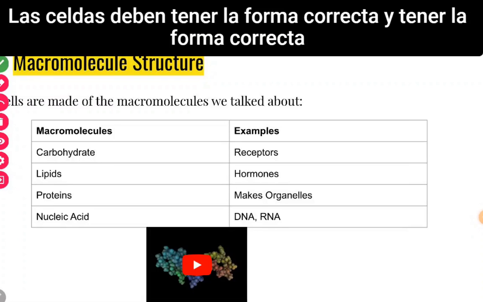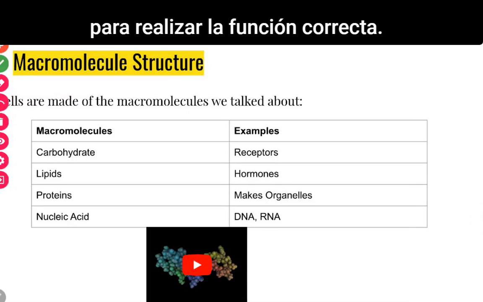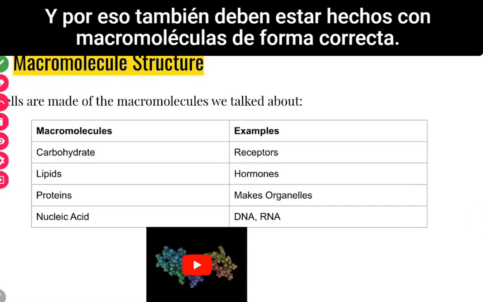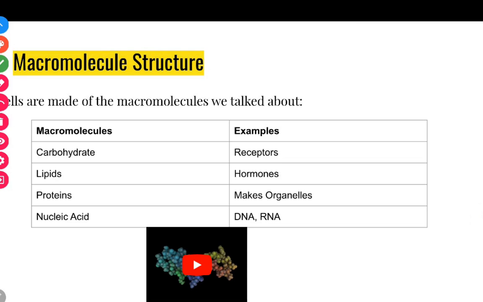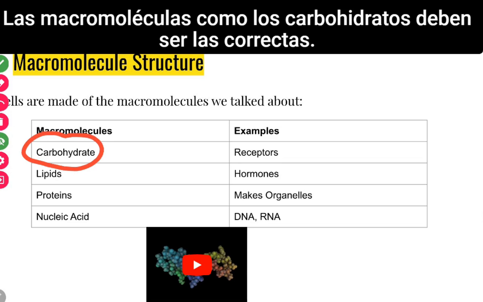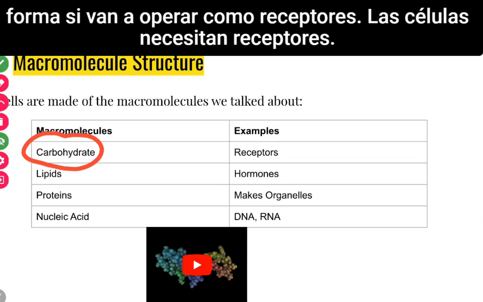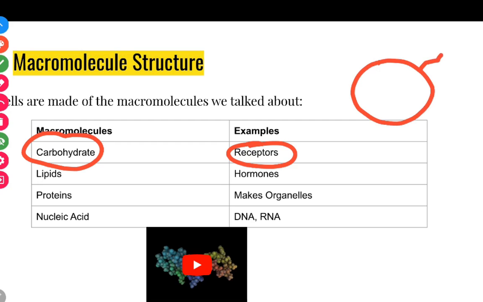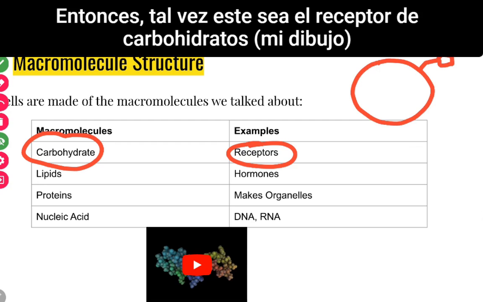Cells need to be the correct shape and have the correct form to perform the correct function. And so they must also be made with correctly shaped macromolecules. Macromolecules, like carbohydrates, need to be the correct shape if they are to operate as receptors. Cells need receptors. So maybe this would be the carbohydrate receptor.